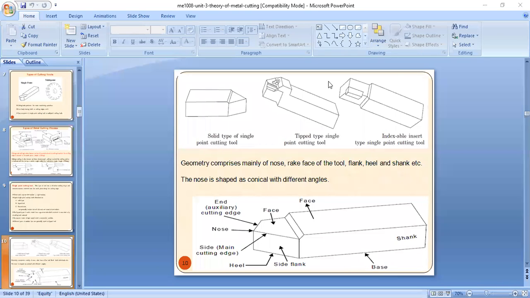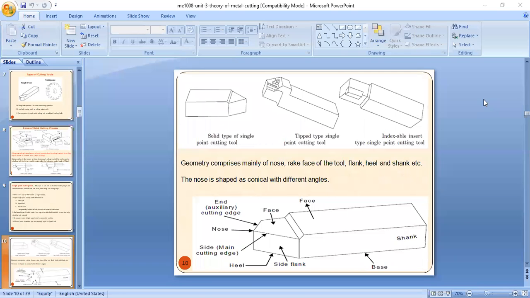Here, whatever geometry we have, we'll come to the geometry also, because for a single point cutting tool, geometry and nomenclature are very important. Not only in academics: if you go to industry and are made tool room in charge, you have to guide the ITI people on how to make a single point cutting tool or a multi-point cutting tool according to the diagram, because you have to have basic knowledge regarding that. So here the nose is there.